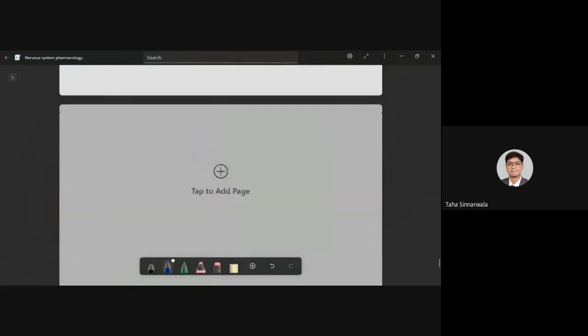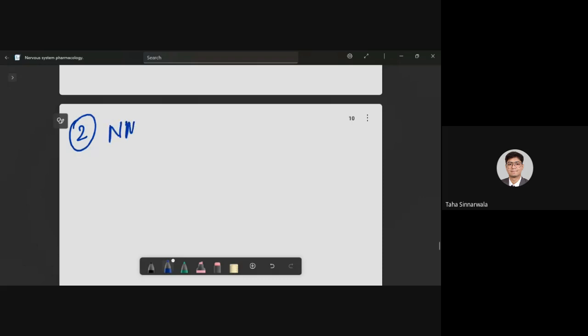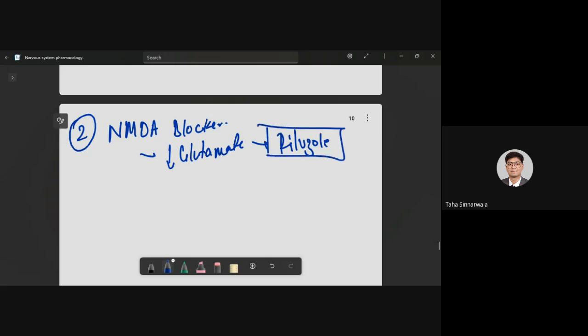Now, the next type of medications we have is again an NMDA blocker. So basically, this means that this will decrease glutamate. And this medication is called riluzole. And it is for the treatment of ALS.